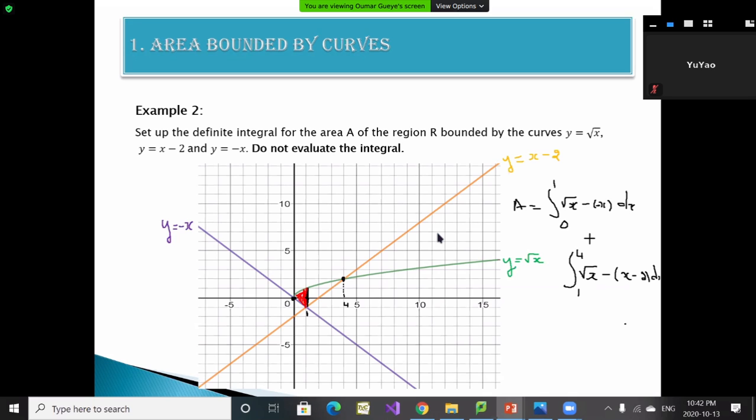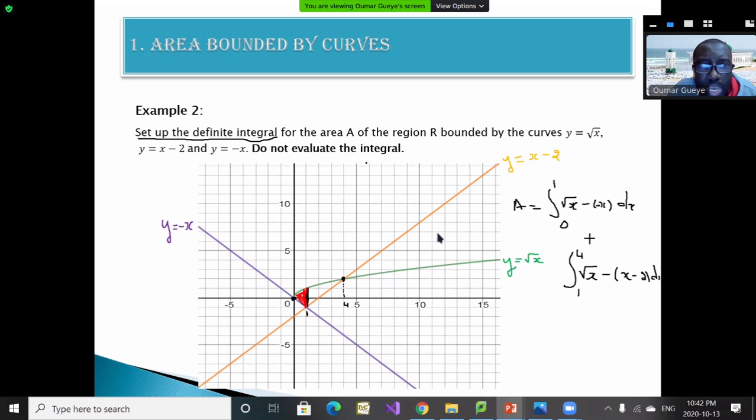Sir, so what should we write down if we meet a question like this? What do you mean? What should you write down? Like the process. Okay, so the question is to set up the integral. You don't have to calculate it.